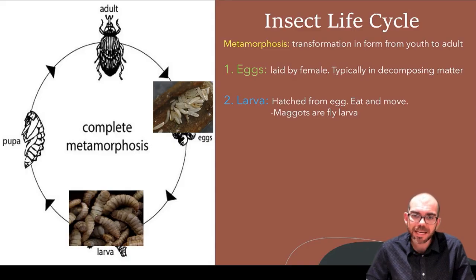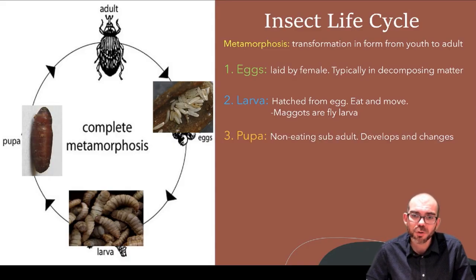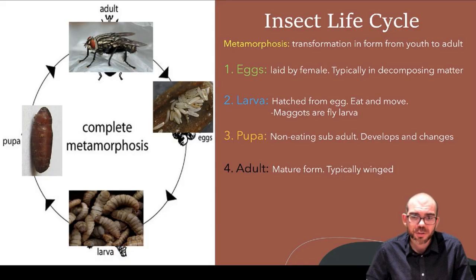As those larvae eat more and more nutrients, they'll develop into a pupa. A pupa is a non-eating subadult. This is where that larva is going to change and develop into the adult, some mature form, typically winged, but not always. Most insects follow this 4-step process, but there are deviations in the theme based on the species you're working with.